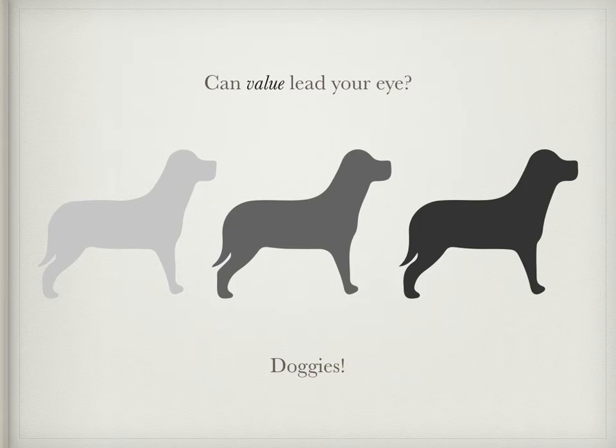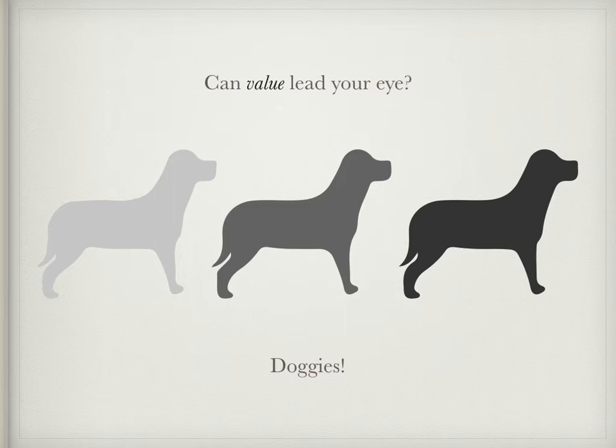Now, value is actually really important. It can lead your eye, and the reason why it leads your eye is based upon the principle of contrast. The more contrast that there is between a figure and its background, say like the dog on the right and the light background, the more contrast is going to draw your eye. So our eye is naturally drawn from the left-hand side of the doggies to the right-hand side, because the darker one on the right has more contrast with its background.